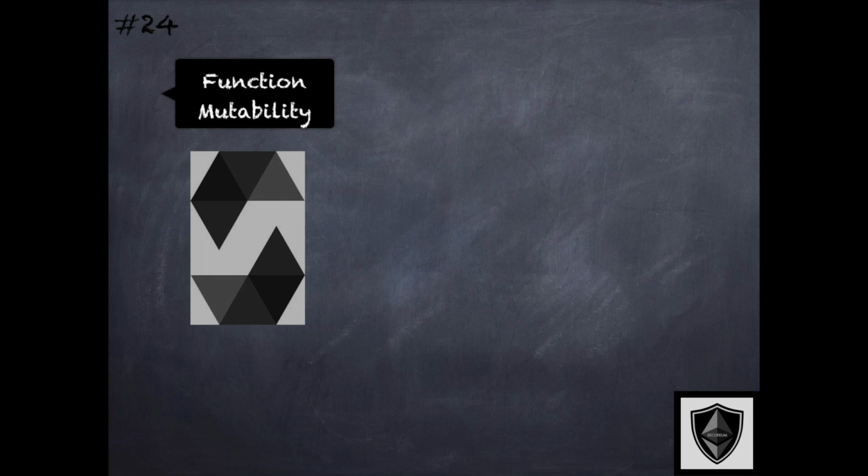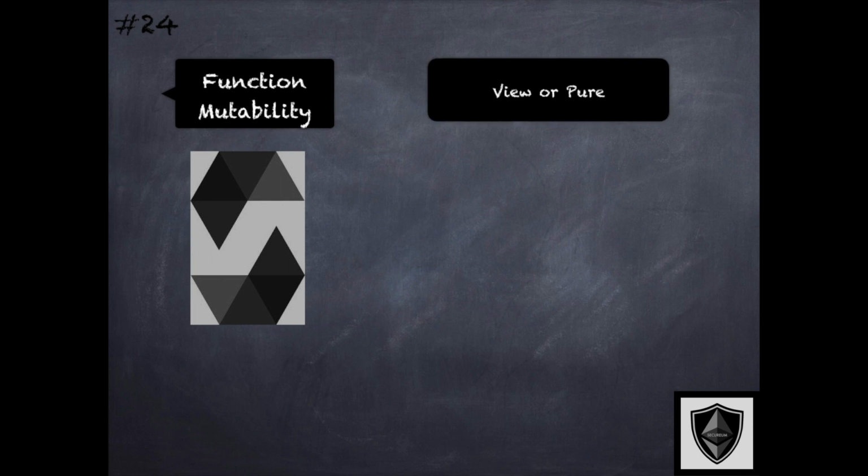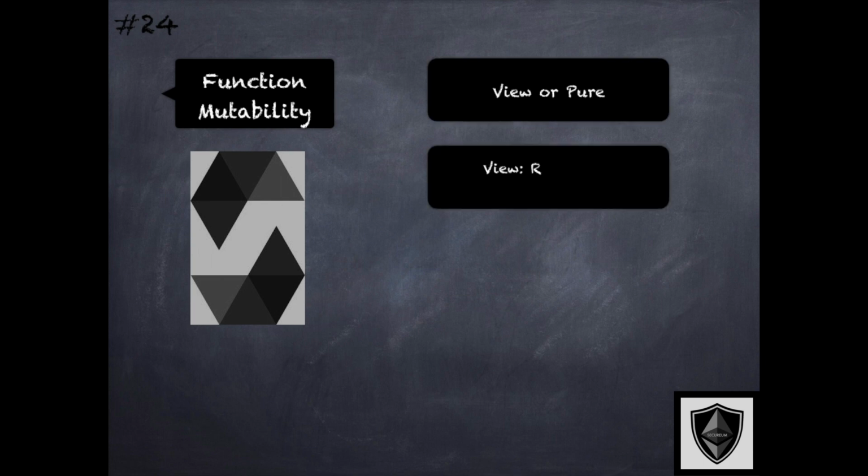Similar to the state variable mutability that we talked about, functions in Solidity also have a concept of mutability. This affects what state they can read or modify. Depending on that, there are two function mutability specifiers, view or pure. View functions are allowed only to read the state but not modify it.